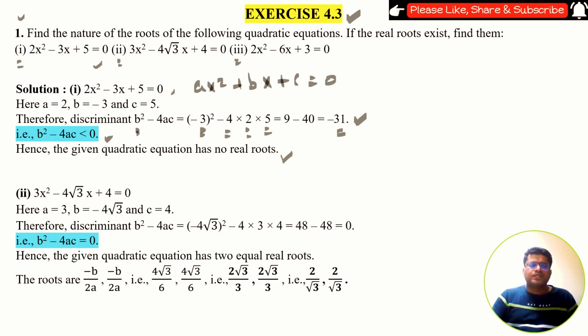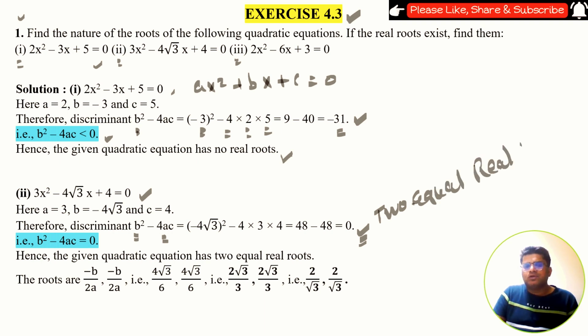Okay, students. Similarly, you can find your second part. What is the second part? In this second part, you also do similar things. Everything is similar here. Find the value of b square minus 4ac. This comes to 0. If it comes to 0, it means roots are possible. Roots are real, and also equal. It means we can find here two equal real roots.